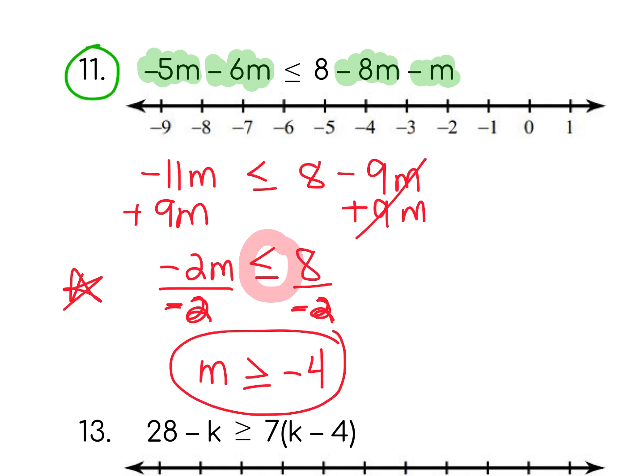This is our answer. So we find negative 4 on the number line, circle it. Do we need to color it in? Yes, we do, because it's underlined here. So color in that circle. And then it is a greater than or equal to, which means we will be shading the right side.